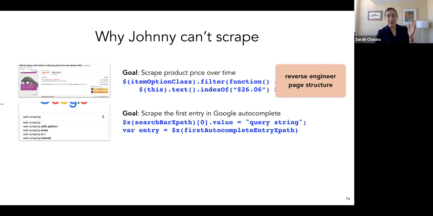Okay, and then here is our second snippet. And so here the goal is to scrape the first entry in our Google autocomplete menu. And what we're going to do is we're going to pop our query string into the text box, and then we're going to go to the place where the first autocomplete item should show up. So anyone have any ideas why that's not going to work?